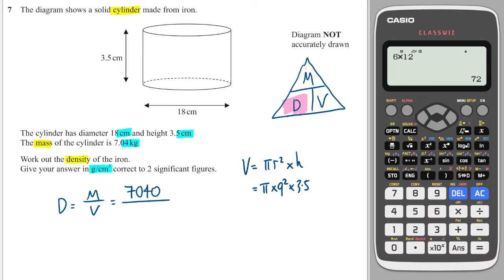So let's put that into our calculator. Let's do pi times 9 squared times by 3.5, and we get 890.6. So let's work out the density by doing the mass divided by the volume, which was my previous answer, so I'll press that to get the full accuracy. So two significant figures is 7.9.